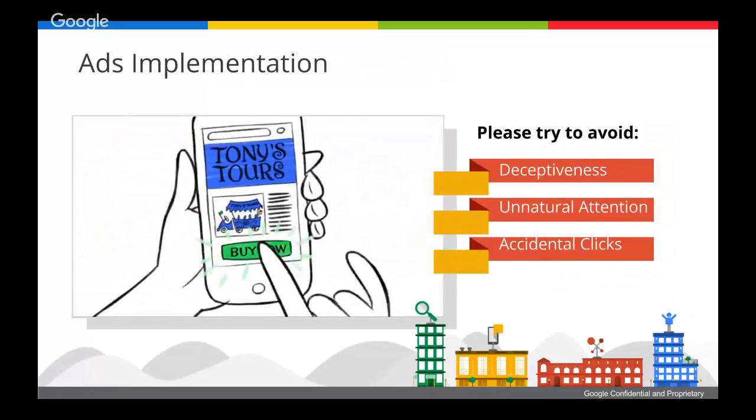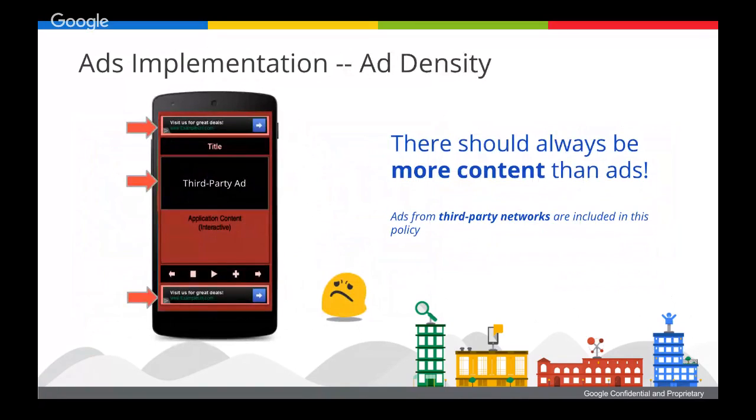For ad implementations, there are 3 principles that you need to consider. Number 1, avoid deceptive ad implementation. Number 2, avoid unnatural attention. Unnatural attention means that people don't know whether that really is an ad, so they can't click on that, and it will drive a lot of invalid clicks. And the last thing is accidental clicks. If users are playing on your app and an interstitial accidentally or unexpectedly pops up onto the app, that will lead to a lot of accidental clicks, and you want to avoid that.